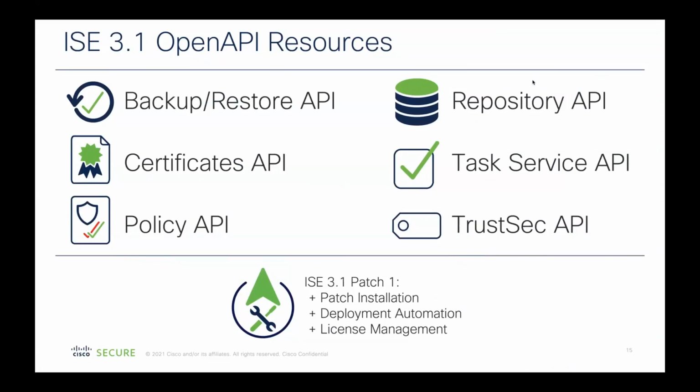Repository API, so adding and removing repositories. If you kick off a backup to a repository, you have a task service because it's a long-running process, so you can monitor that. And we've added a convenience TrustSec API as well to go with the policies. We already implemented TrustSec years ago in ERS, but now you have the ability to do read or get operations with the TrustSec API with open APIs.